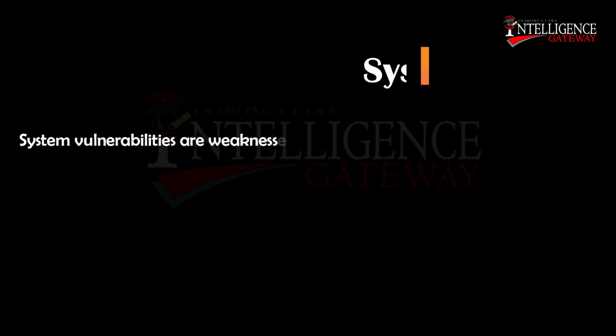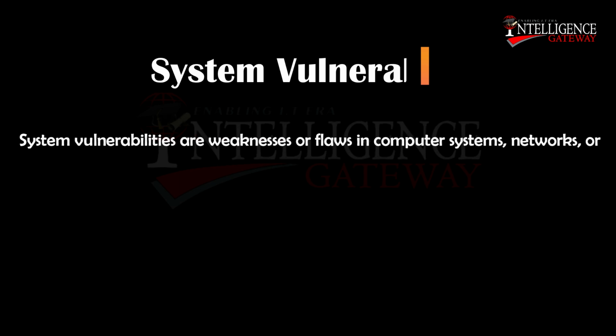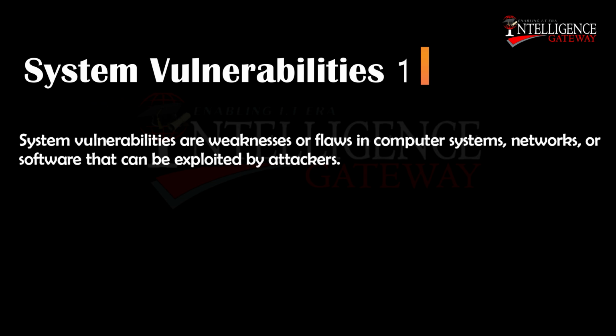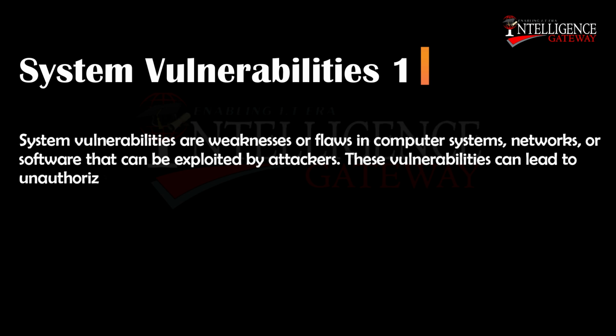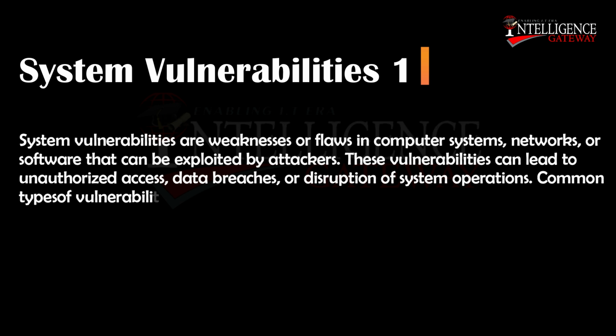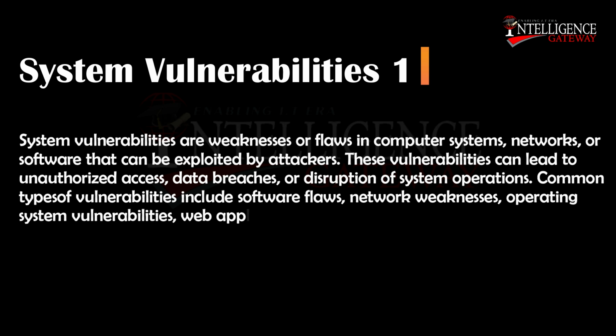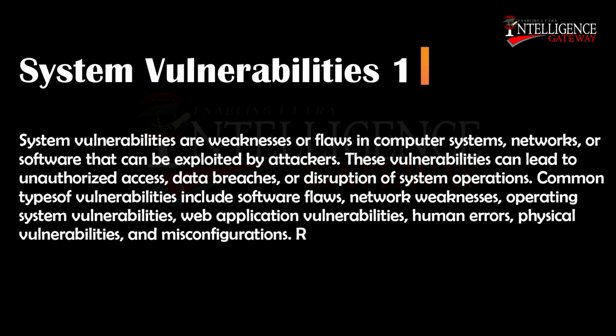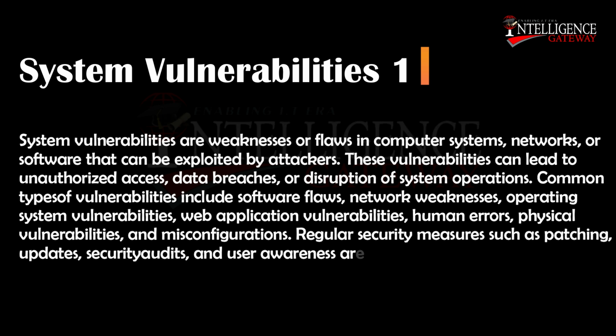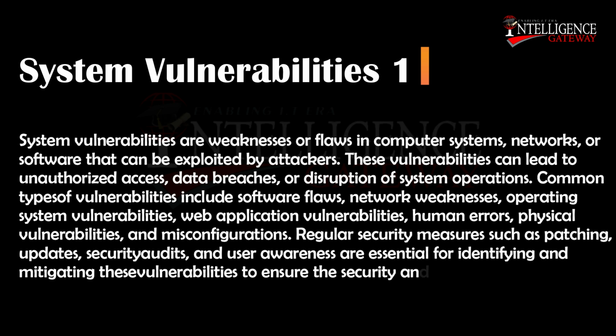System Vulnerabilities 1. System vulnerabilities are weaknesses or flaws in computer systems, networks, or software that can be exploited by attackers. These vulnerabilities can lead to unauthorized access, data breaches, or disruption of system operations. Common types of vulnerabilities include software flaws, network weaknesses, operating system vulnerabilities, web application vulnerabilities, human errors, physical vulnerabilities, and misconfigurations. Regular security measures such as patching, updates, security audits, and user awareness are essential for identifying and mitigating these vulnerabilities to ensure the security and integrity of systems.